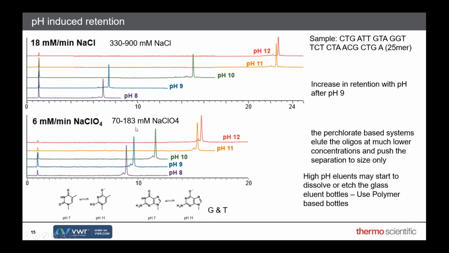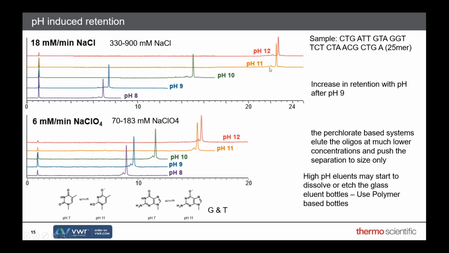But if you look at the salt concentration, you're using about a fifth of the salt concentration with that chaotropic ion, that chaotropic salt perchlorate. So it's much less salt, and even then the retention time's pushed in. So that's what you get. And the other one you'll see, if you look carefully, perchlorate pushes the separation to more size-based. It stops that same sequence separation or reduces it considerably.